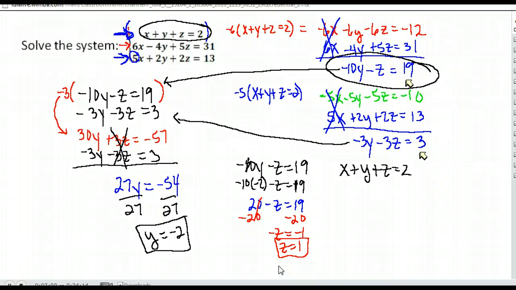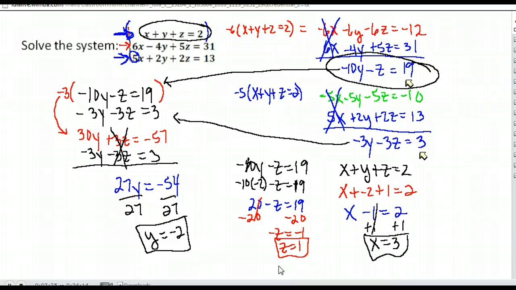We substitute those two values we know. We have x plus y was negative 2 plus z was 1 equals 2, and solve for x. So if we put negative 2 plus 1, we get negative 1. X minus 1 equals 2. And lastly, add 1 to both sides, and we get that x is equal to 3.